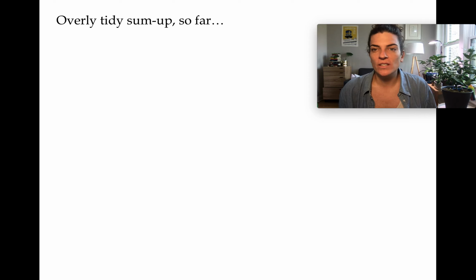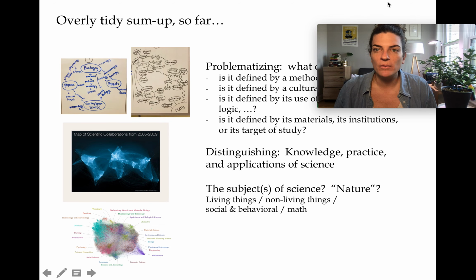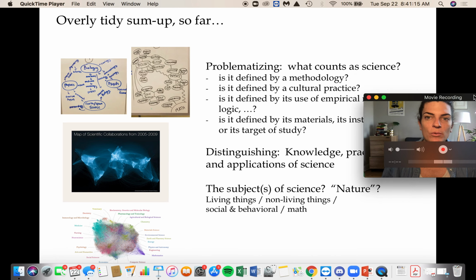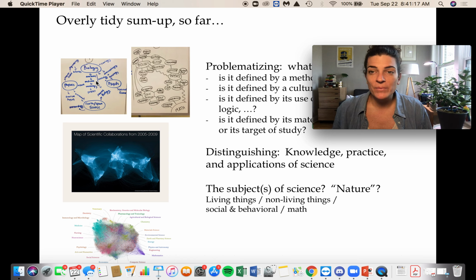today, which is going to deal with kind of a continuation of the themes from last week's lecture on observation and objectivity in science. So let's just do a little tidy summation of what we've talked about so far. I didn't have you make these maps in class, but normally that is something that we do. We didn't really have time, or I couldn't really figure out how to fit that in.